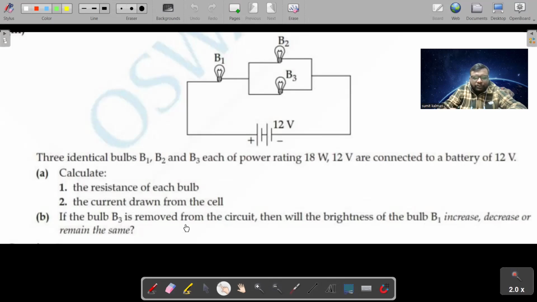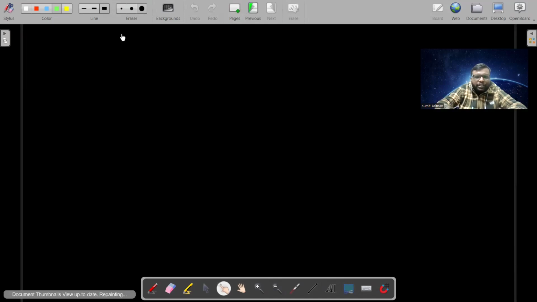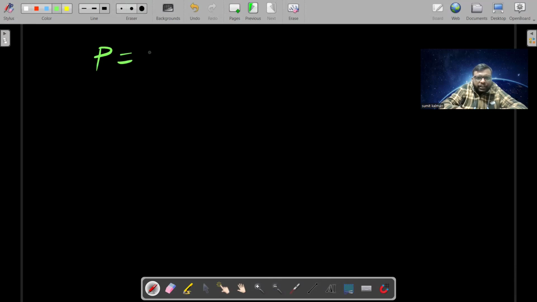So this problem is very simple. We'll proceed to the solution. So students, in the first part you have to calculate the resistance of each bulb. And students, we know there is a relationship between electrical power, voltage, and current, and it is P is equal to V into I.